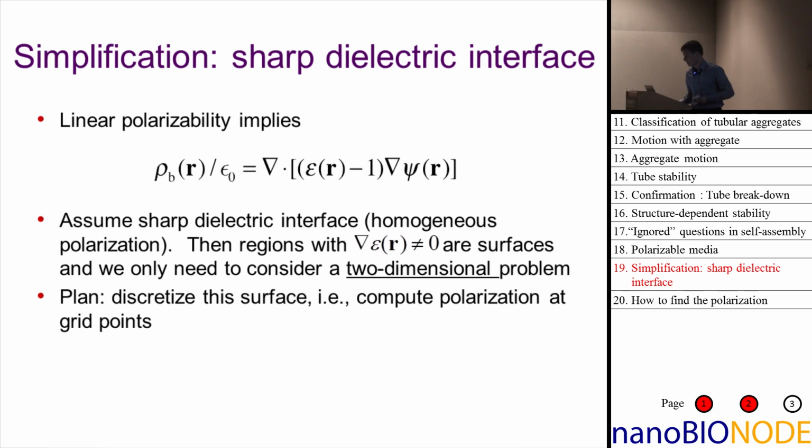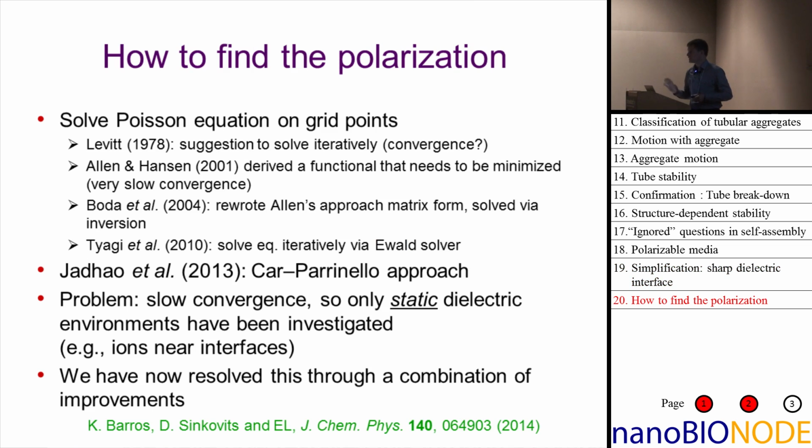So let me just skip this slide in the interest of time and just tell you how one proceeds. The recipe is actually quite straightforward and has been seen by a number of people for decades now. This goes at least back to 1978. You have these dielectric interfaces, you make a grid of points at every interface, and you solve the polarization charge at each of these grid points.